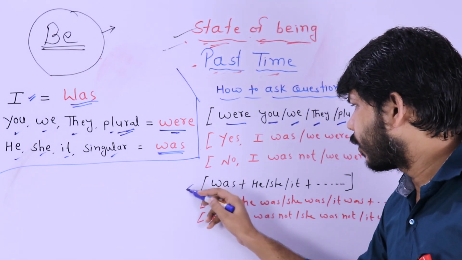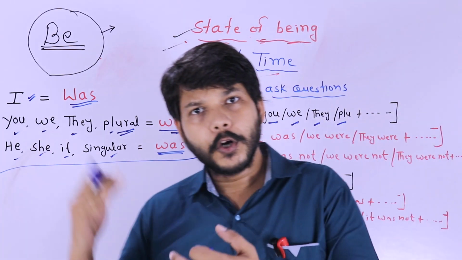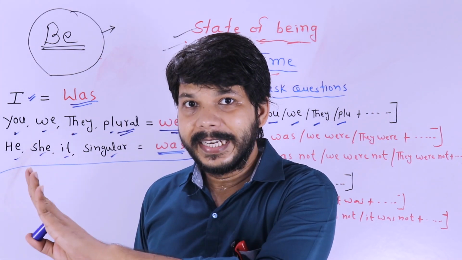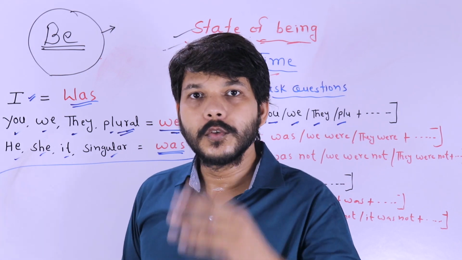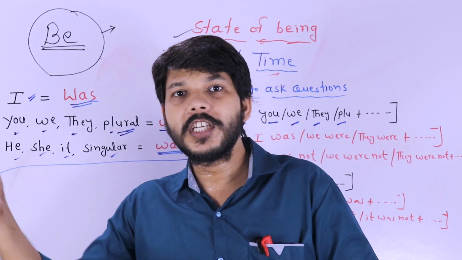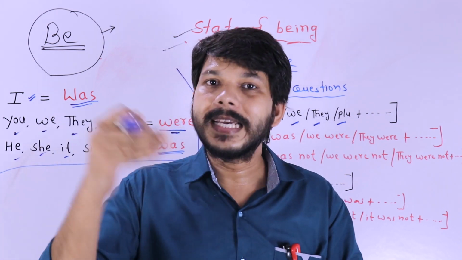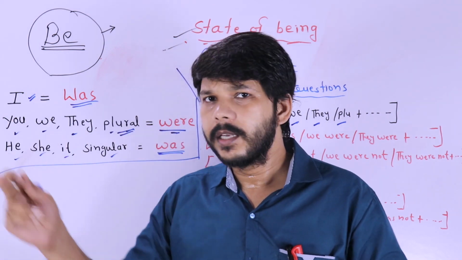So if you talk about in a third person, like, hey, was she in the kitchen? It means you want to know whether that lady or girl was in the kitchen or not. So was she? Yes, she was. Was he? Yes, he was. In negative, was she? No, she was not.